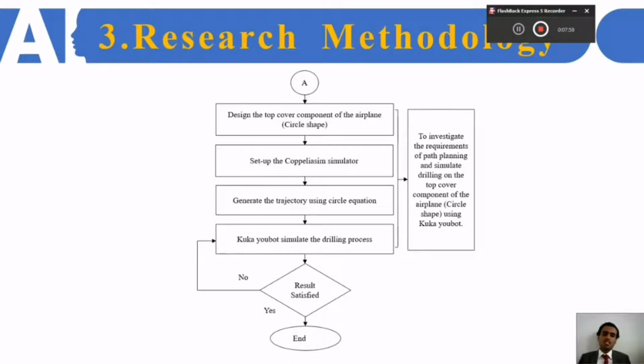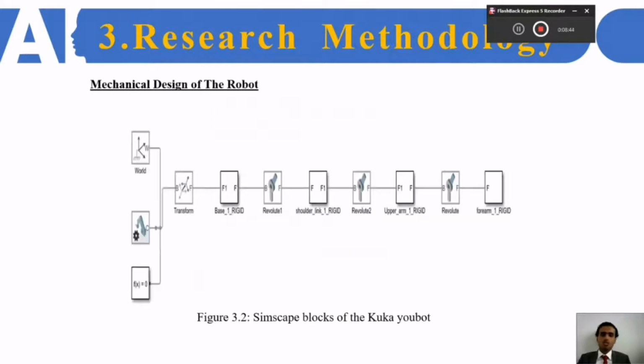After that, the third objective is to investigate the requirement of path planning and simulate drilling on the top cover component of an airplane in circle shape using the robot. Designing the top cover component of an airplane in circle shape is the first step, in CoppeliaSim, and setting up the CoppeliaSim simulator. Actually, I used the project that we did in the last lab with Professor Zaki, and I made some modifications to the code, and I got the result. Generate the trajectory using the circle equation, which is x equals r cosine theta, and then the robot simulates the drilling process. This is the research methodology, and now I will go step by step.